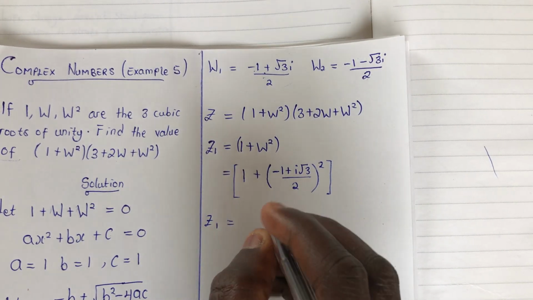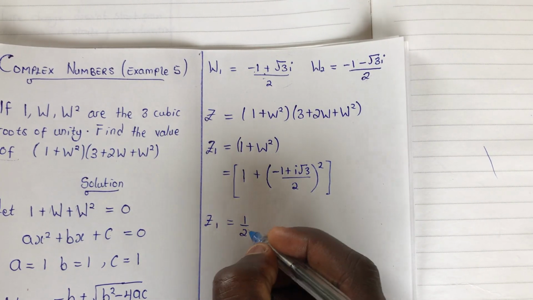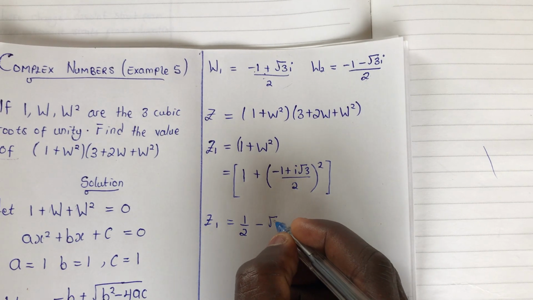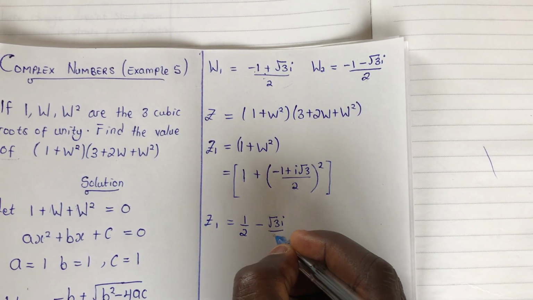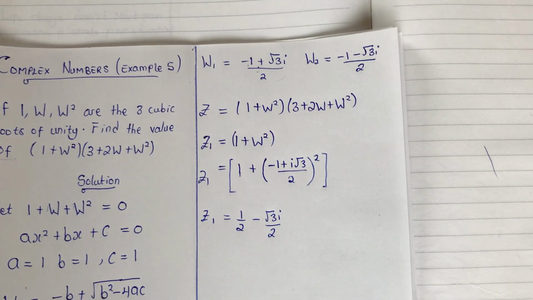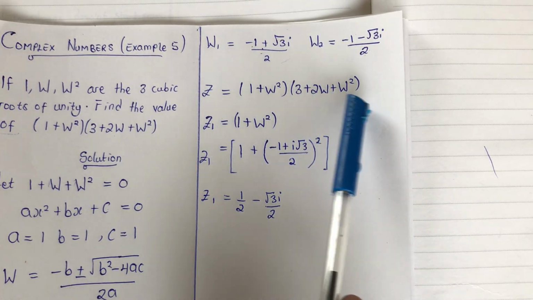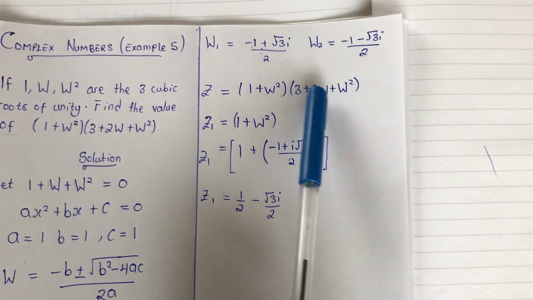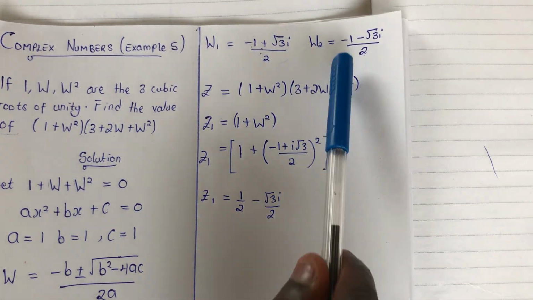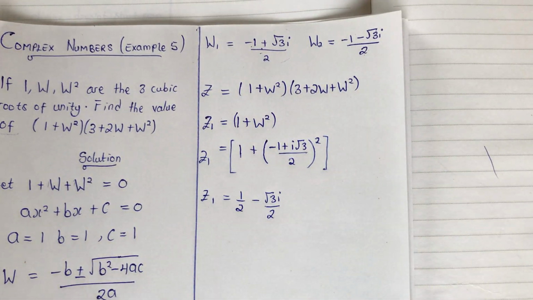Z1 was giving us 1 over 2 minus root 3 i over 2. Now we can work on Z2. Let's assume that everything here is Z2. When we finish, we will take the result and multiply to find the final solution.